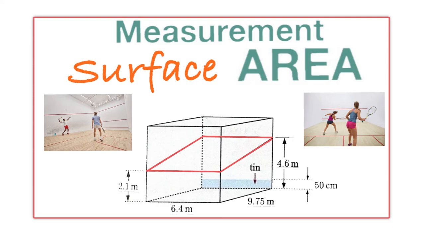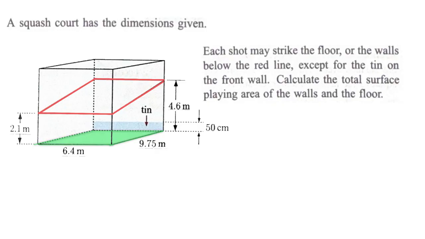We're going to measure the surface area of a squash court. Squash is a racket sport played by 2 or 4 players in a 4-walled court with a small hollow rubber ball. Each shot may strike the floor, which is shown here in green, or the walls below the red line.